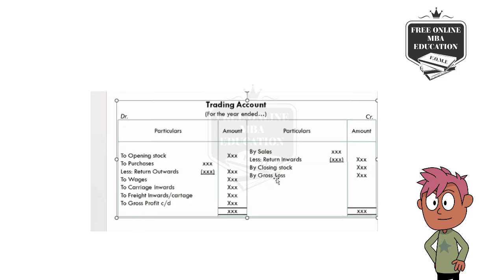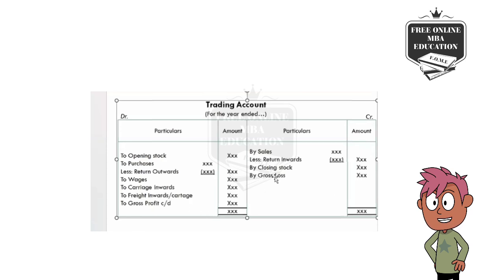By gross loss. Now, when does gross loss appear? In case there is excessive purchase and less sale, that means our expenditures are heavy and income is less. Then in that case, we are going to get a loss. That loss will be considered as gross loss. So gross loss would appear on the credit side eventually. The reason being, on the purchases, this debit side is heavier. This amount will be heavier than the credit amount.